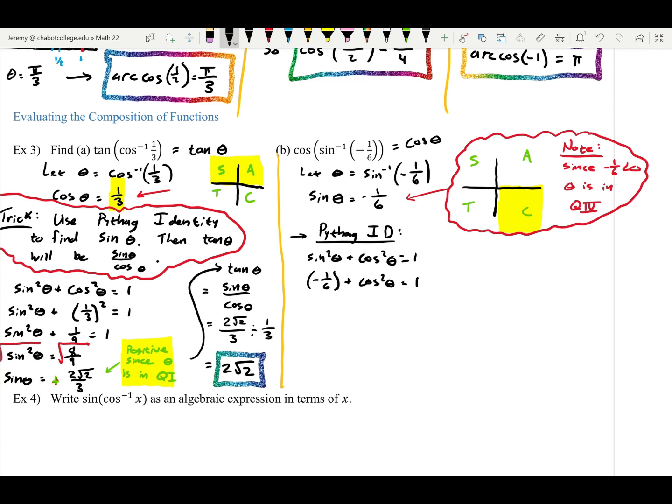Okay, and solving for cosine squared, so I'll get cosine, oh sorry, this should have been squared, negative 1/6 squared. This is going to be 1 minus negative 1/6 squared. I actually get 1/36, like that. So cosine squared theta is equal to, I could get common denominators, I get 35 divided by 36.